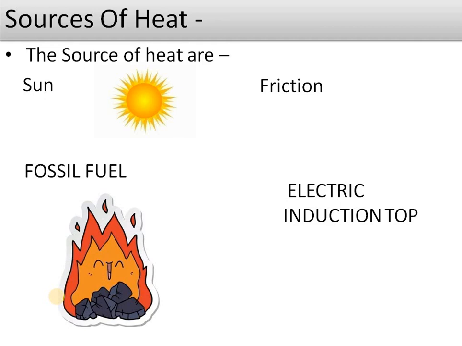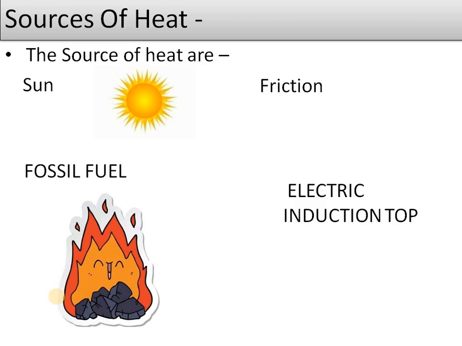So fossil fuels also generate heat. Like coal, you burn coal, it generates heat. We use coal, and earlier we used it in steam engines in railways. We burn the coal, it generates heat, which we use to boil water. It generates steam, and that steam helps in running the steam engine, and that's how the train runs.